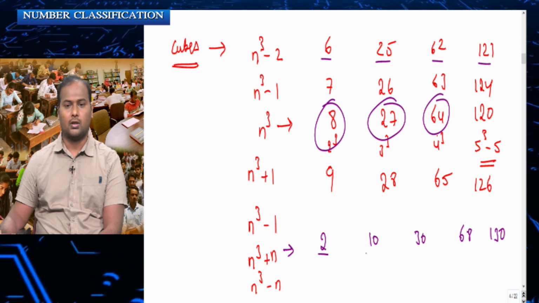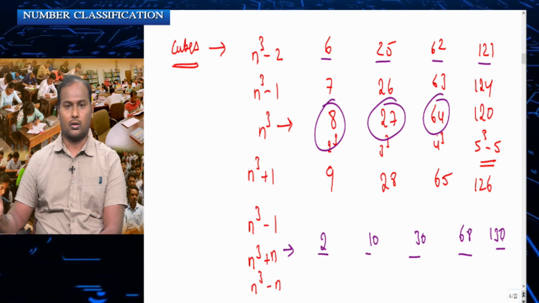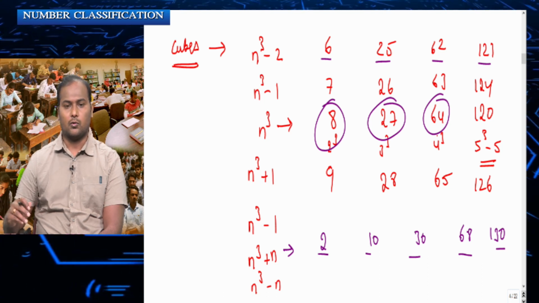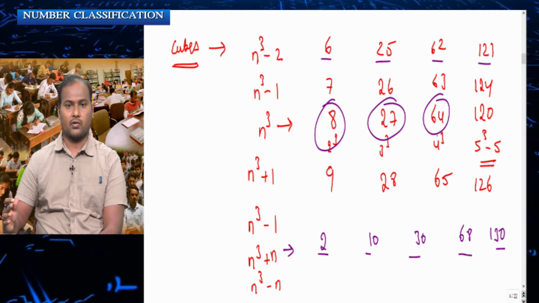Whenever you see 2, 10, 30, around 60, around 130, again 210 or 222, the moment you see this, you should get in your mind that it is in a cubes format, and check in the cubes format whether it is n plus 1 or plus 2 or minus 1 or minus 2, or n cube plus n format or n cube minus n format. The student has to remember the range of the numbers in case of squares and cubes, that is very, very important. What are the other possible numbers that he may ask in the exam?